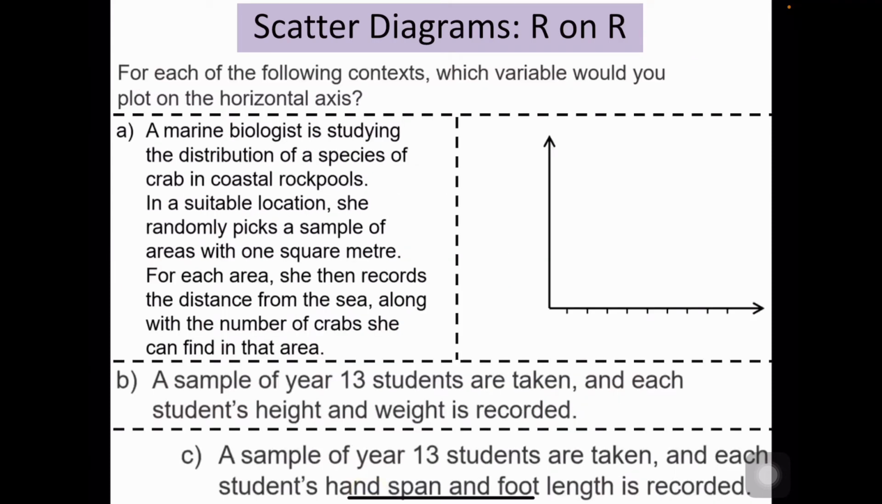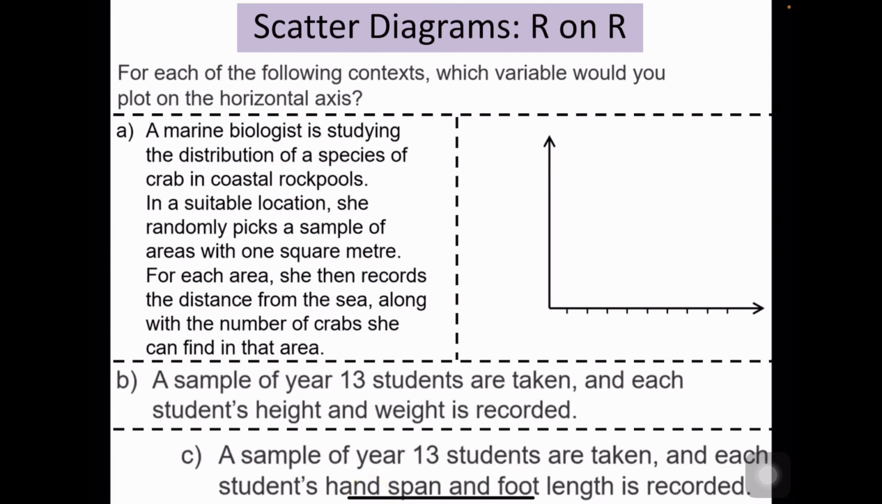For each of the following contexts, which variable would you plot on the horizontal axis? So which would go on the x-axis? Pause this video and have a go at answering the questions, and I'll go through the answers in a sec. Okay, so I'm going to go through the answers now.